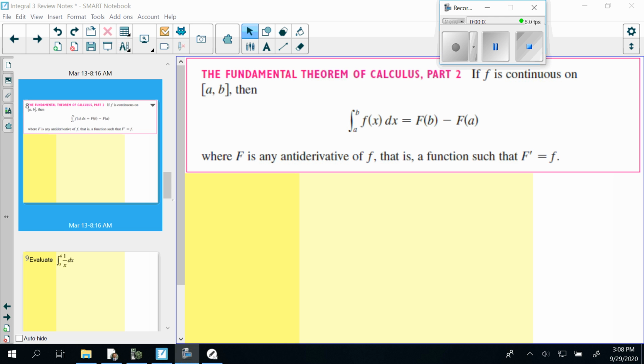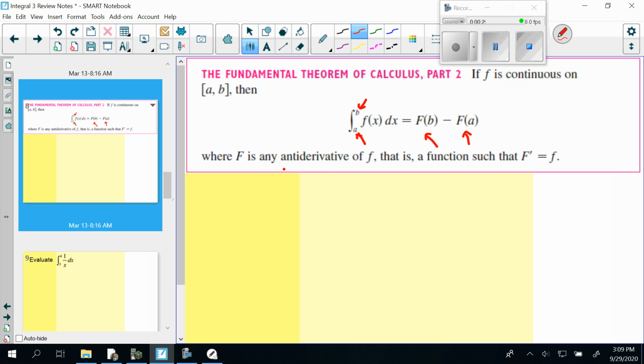All right, part 2 of the fundamental theorem of calculus. If f is continuous on the interval, and that's important again, then our integral, as we find the amount of area from a to b, ends up being the antiderivative at b minus the antiderivative at a, where we saw that that is true, that's the antiderivative because the derivative of the antiderivative equals that function that we're taking the area under.